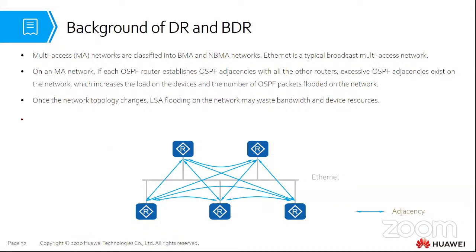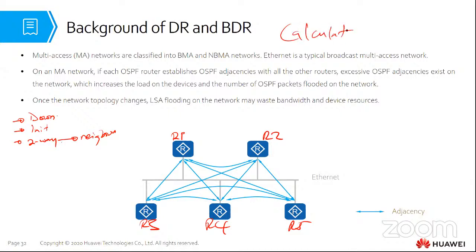We earlier said OSPF routers will begin from the down state. Then they will go to the init state. Then they will go to the two-way state. At this stage, they are neighbors. But remember, we also said for router 1, router 2, router 3, router 4 and router 5 to calculate routes, they need to exchange link state requests, link state updates, link state acknowledgements.